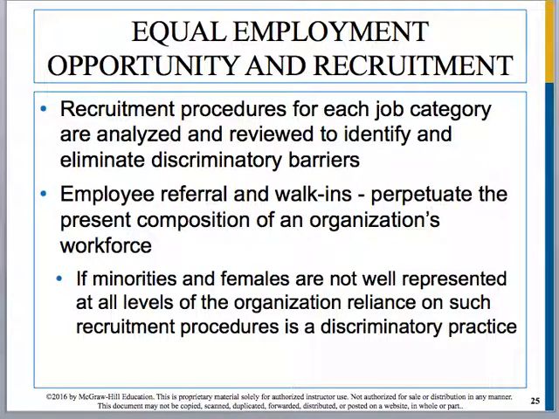Let's look at equal employment opportunity and how that's tied into recruitment. You have the different job categories, and there are procedures that are drawn up to help in the recruiting process for each category. And those procedures are analyzed and reviewed to identify any discriminatory barriers and to quickly eliminate them.